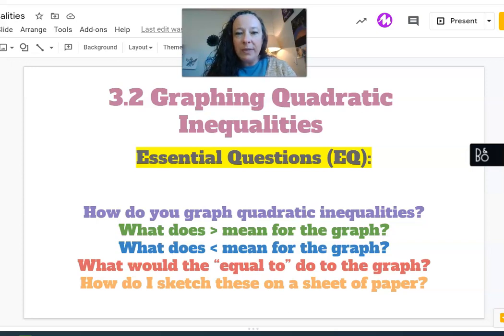The essential questions we need to think about today: how do you graph quadratic inequalities? What does the greater than mean for the graph? What does the less than mean for the graph? What would the equal to on the bottom of those do to the graph? And how do I sketch these on a sheet of paper?